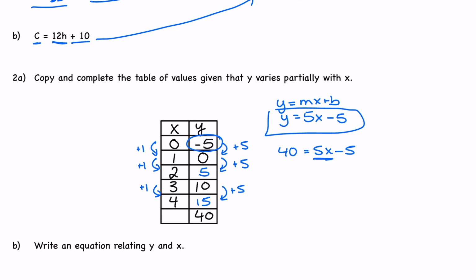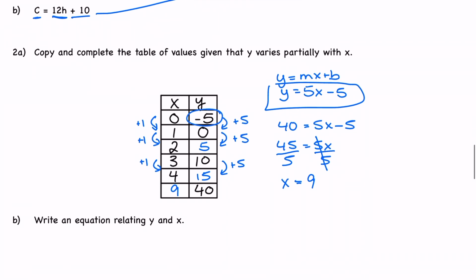x is a part of this term, so to isolate it, we need to get rid of this term. To get rid of a -5, we need to add 5 to both sides. That would give us 45 is equal to 5x. And now to get rid of this multiplying by 5, we need to divide by 5 on both sides. Dividing by 5 would cancel here, and then x is equal to 45 divided by 5, which is 9. So we know our value is 9 over here.